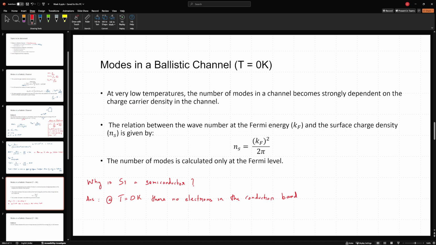Okay, so where are we? Yes, at very low temperatures, the number of modes in the channel becomes strongly dependent on the carrier density in the channel. So ultimately, this is the quantity that is going to determine the number of modes that are available. Now, how do we characterize the number of carriers present in the channel just based on the temperature? For that, we will use the idea of Fermi statistics.